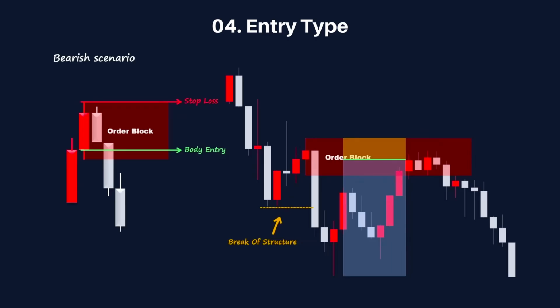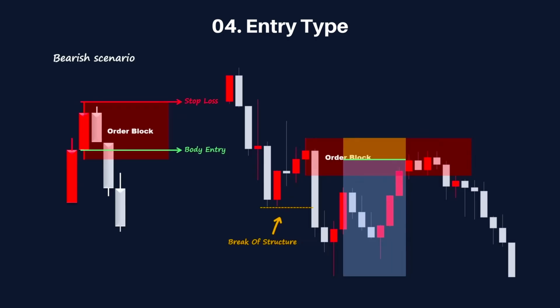Choosing the right entry. There isn't a single best entry model. Each has strengths and weaknesses. The right choice depends on the market environment, the size of the order block, current volatility, and your personal trading style. Conservative traders often prefer wick entries because they prioritize execution and consistency. Balanced traders may favor midpoint entries for their combination of precision and reward. Aggressive traders might choose tighter entries to maximize returns, fully accepting the increased likelihood of being stopped out.